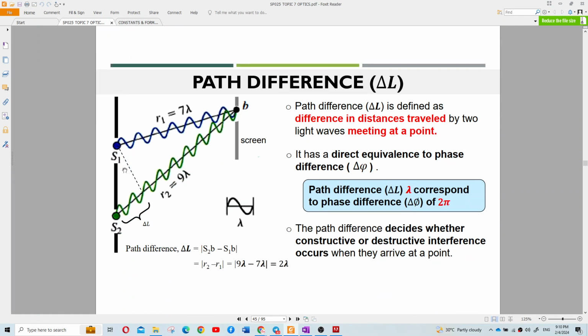So, for example, like this double slit. You see, you have two slits here. That means each slit gives out its own wave. There is a light wave from S1 and a light wave from S2. These two light waves travel different paths. Like you can see, S1 to B, this path is shorter compared to the light wave from S2.